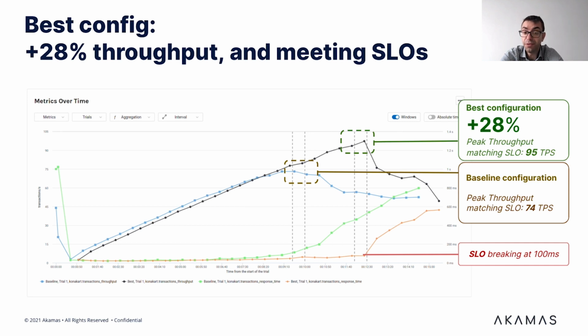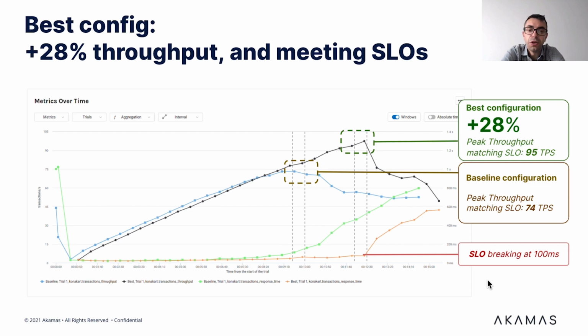Let's now look at the best configuration. The throughput, which is the black line, reaches 95 transactions per second before violating the response time SLO. Therefore, the best configuration identified by the ML-powered optimization provides a 28% increase in transactions per second, while also meeting the defined SLOs on response times.